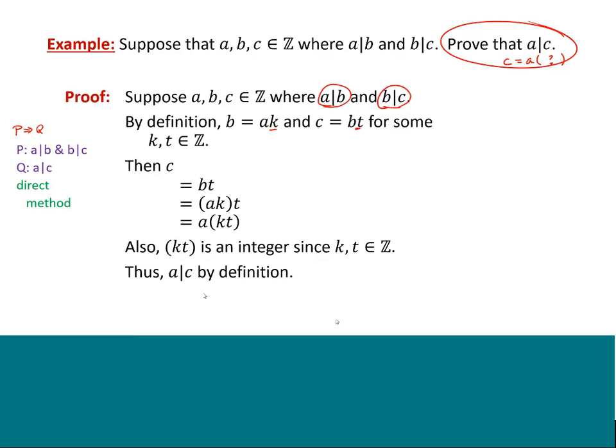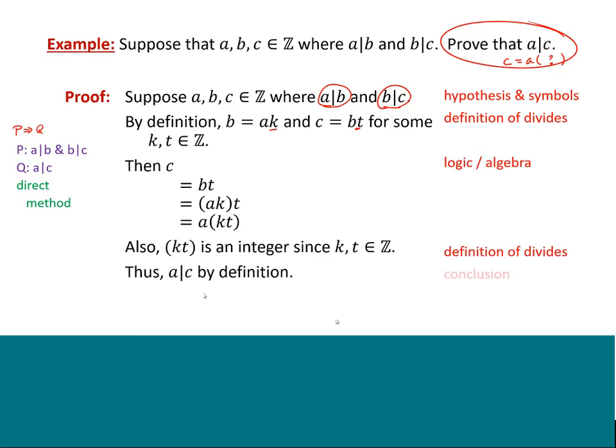I'm going to go back in and tag what we just did in each of those steps. That very first sentence was our hypothesis, and we use the symbols here that were already given. That second sentence was where we used the definition of divides. The third bit was where we did all of our algebra, and then we used the definition of divides to get back to our conclusion. Again, the colorful notation here is just comments and notation. The actual proof is just the black writing in the middle.